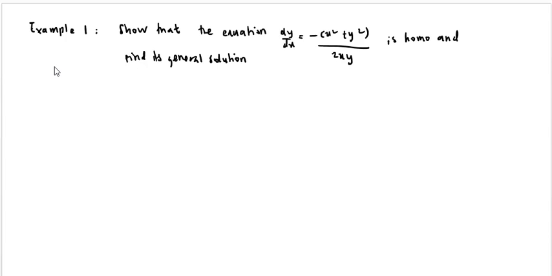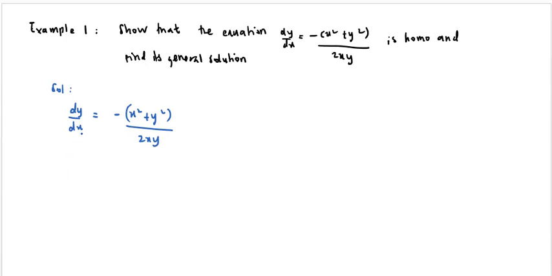So let's look at example 1. Show that this equation is homogeneous and find its general solution. Okay, so we have shown that this equation is homogeneous. You can try again if you want. So kita akan terus solve lah, since kita dah tunjukkan dekat first video. Okay, so solution, we have this equation dy over dx equal to negative (x square plus y square) over 2xy.